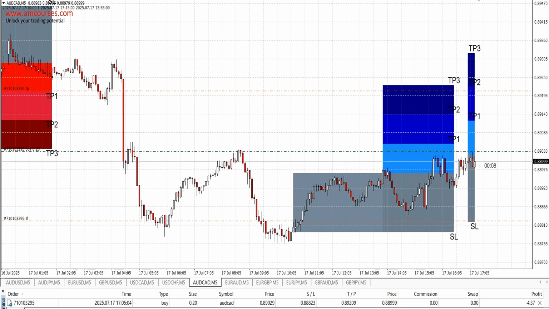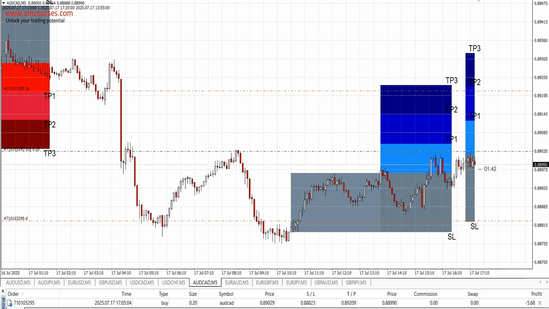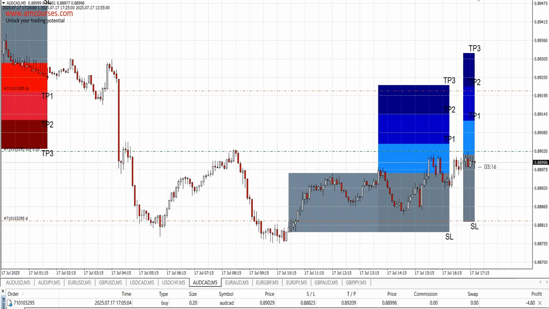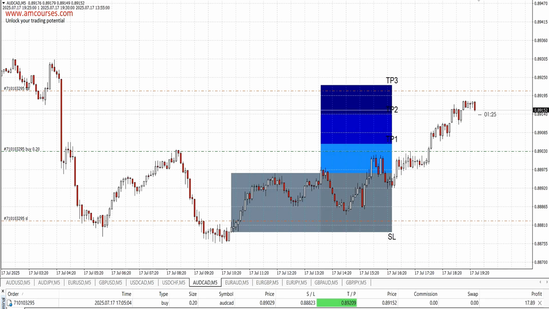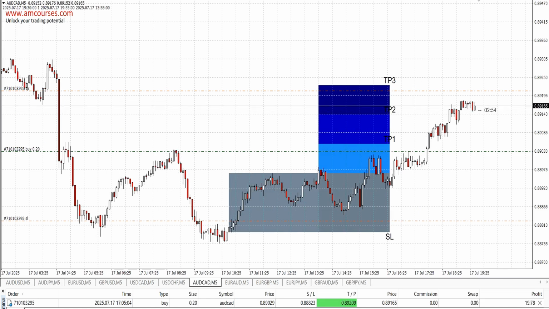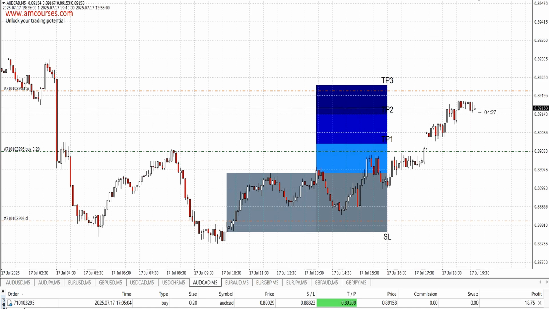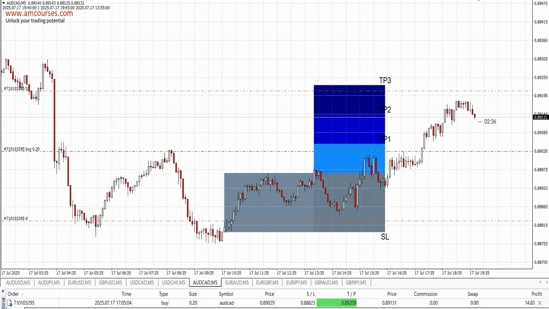This is why I love using this indicator. It keeps things structured and emotion-free. You just follow the signal, set your levels, and let the market do its thing. Stick with me till the end to see exactly how this trade plays out. Let's get back to the chart and watch it in action.